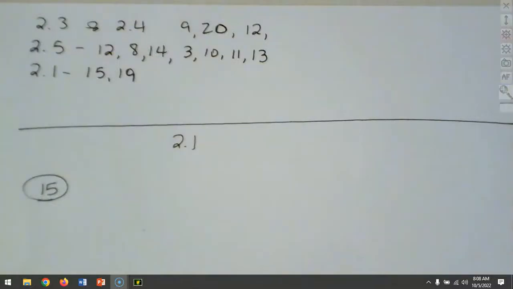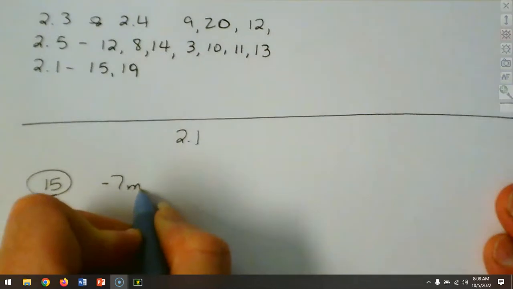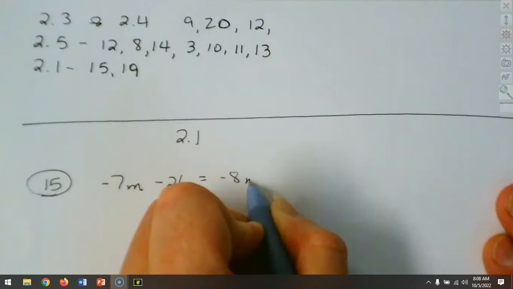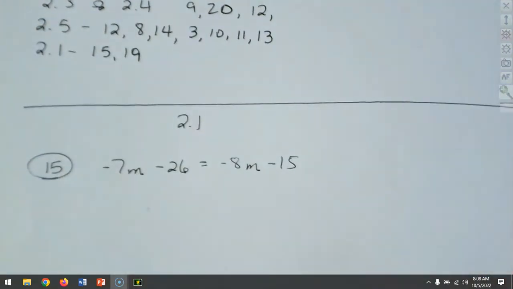So we're going to go ahead now and look at 2.1, and we're going to look here at question 15. Okay, now, what are we doing on 2.1 question 15? Well, we are solving, right? Equals minus 8m minus 15. Okay, so when we solve, let's review how we solve. What do we want to do? We want to get all the variables on the left, correct? We want all the numbers on the right.